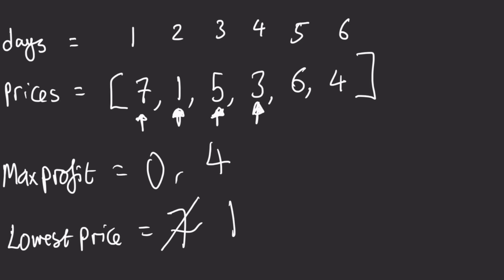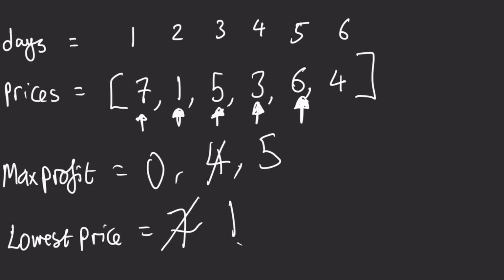Moving on to day 4. So far we're still buying on day 2 because the lowest price has not changed. If we sold on day 4, we'll make a profit of 2, which is less than our maximum profit so far. So we're going to move on to day 5. On day 5, what is the maximum profit? 6 minus 1 is 5, which is greater than 4. So therefore, now our new maximum profit is 5, right? Are we going to change our lowest price? No, we can't change the lowest price because 6 is greater than 1, so we shouldn't buy on day 5. It's not the best strategy.